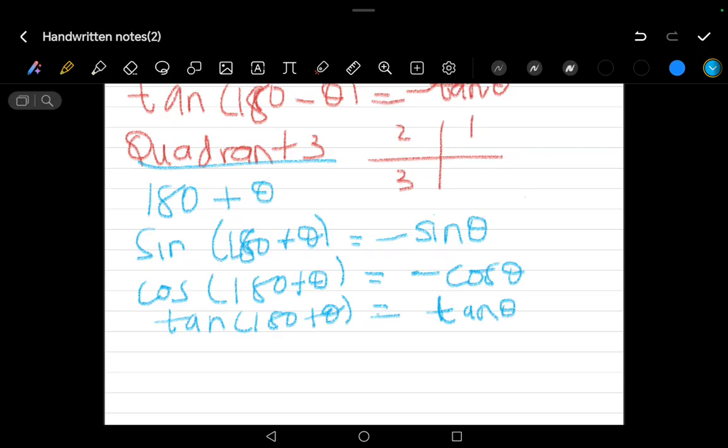Okay, and then we were on the third quadrant, and now we're going to move to the fourth quadrant.